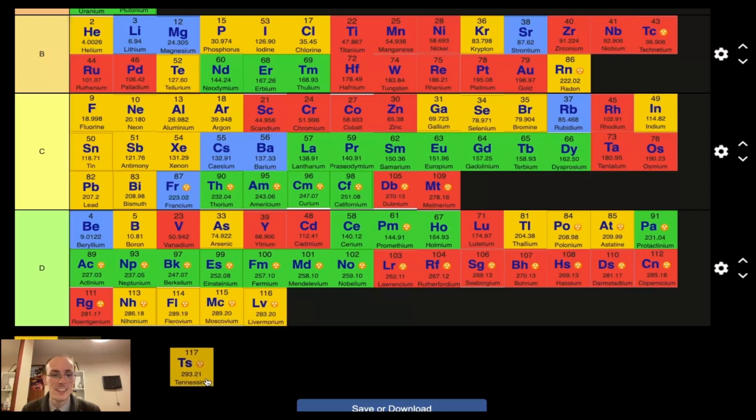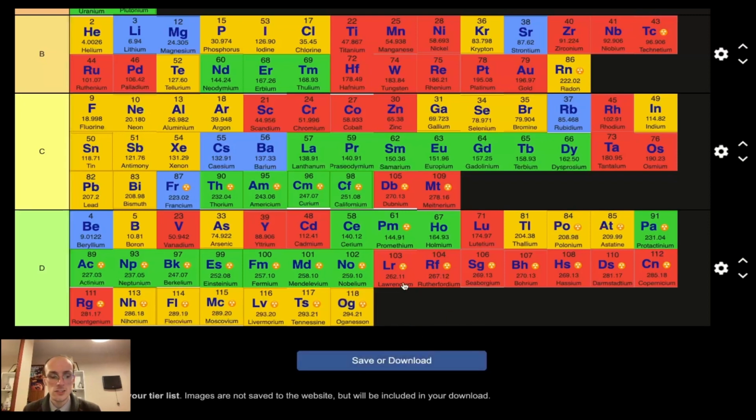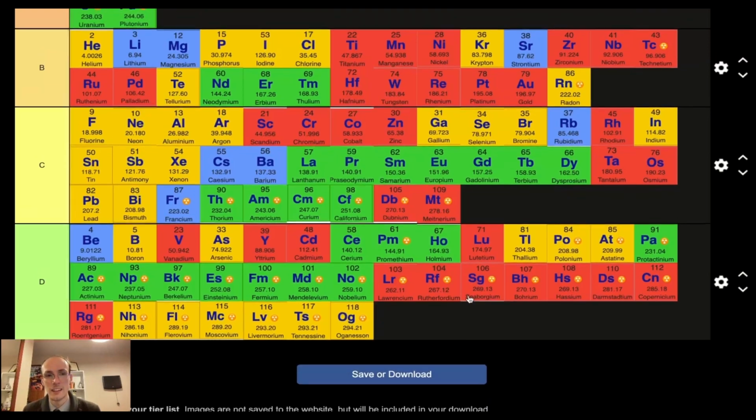Tennessine. Interesting that they decided to call this one an -ine. That's probably the most interesting thing about it. It's the most recently discovered element, in 2010. Great, it's named after Tennessee. And then Oganesson is named after Yuri Oganessian. This is the second element to be named after somebody that was alive at the time of the element's creation. So Oganessian is one and Seaborgium is the other.